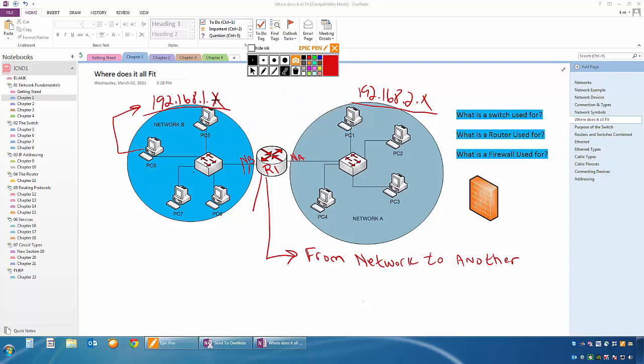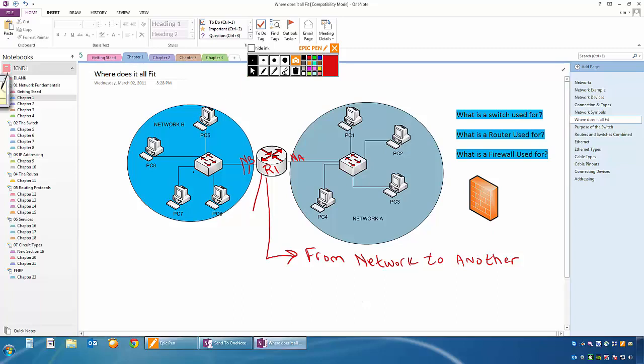But in our example here, I got them on two separate networks. I got to have an interface of that router on network B. I have to give it an IP address that belongs to network B and plug it into the same switch as the other devices are sitting on. Same thing for network A. If I had an interface on router 1 with network A, it would plug into the same switch as the other PCs.